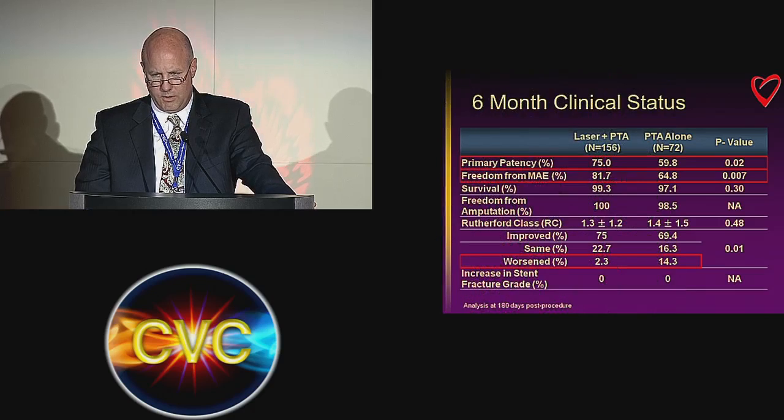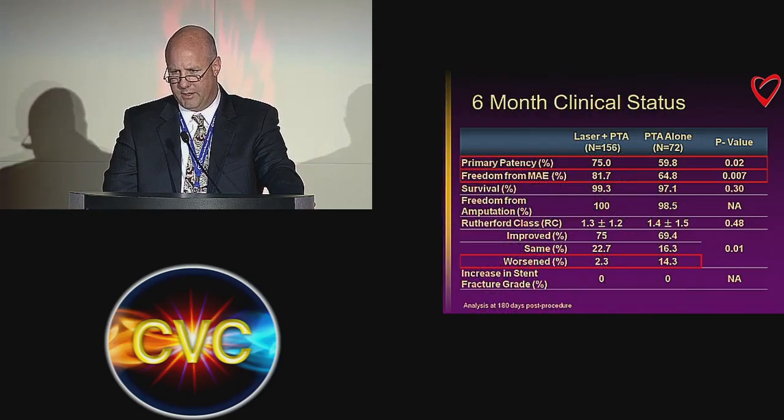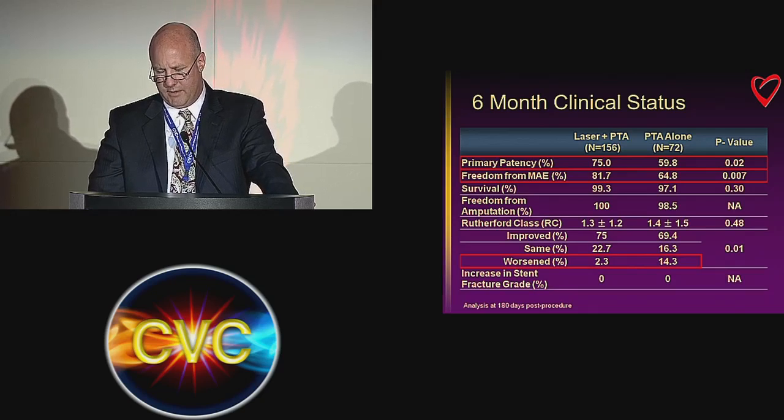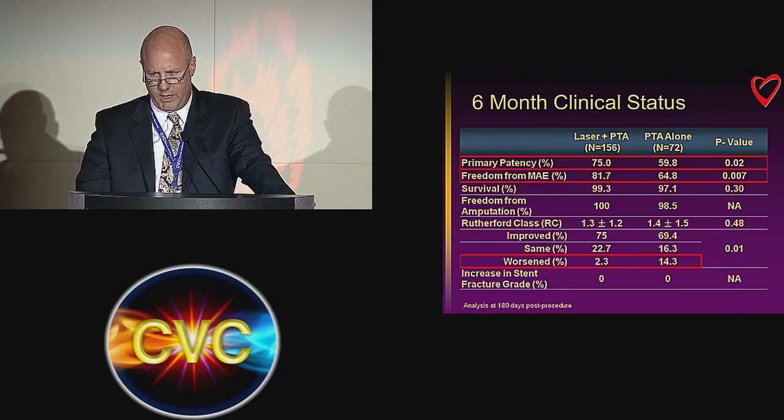This is something that caught my attention. This is the 6-month clinical status. As I mentioned, the primary patency rate and freedom from major adverse events are listed at the top. But if you look down at that red box towards the bottom, this is the change in the Rutherford classification at baseline compared to 6 months.